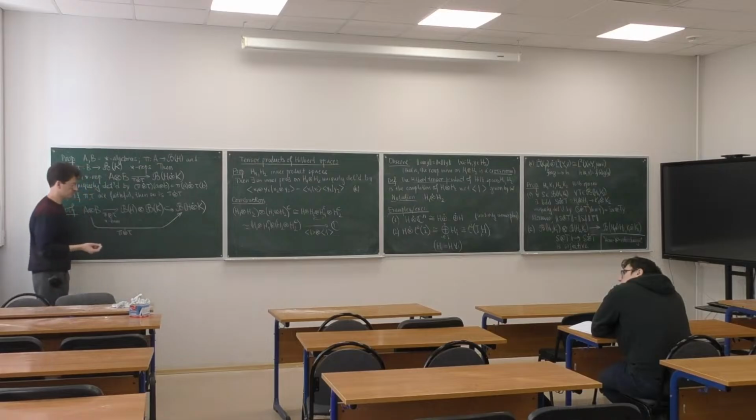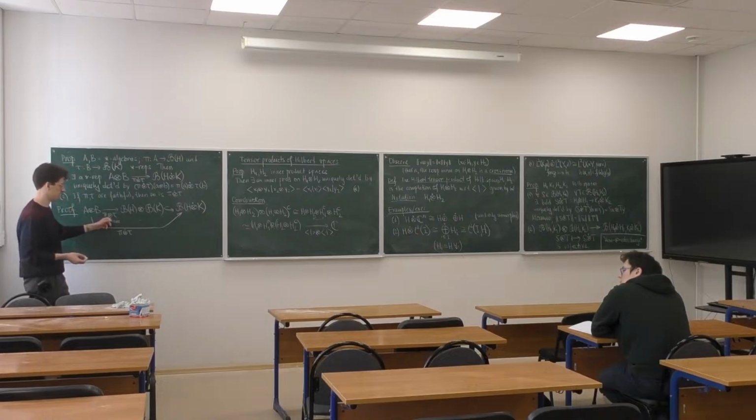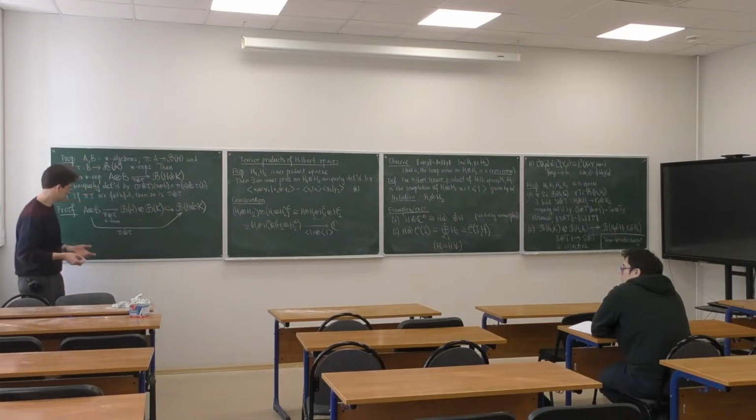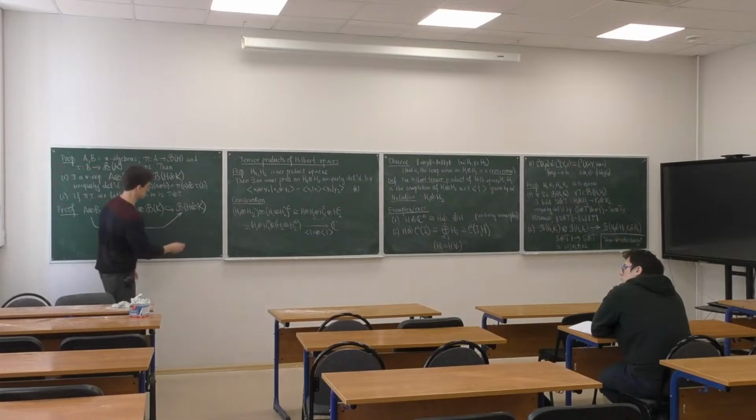And the same diagram shows that if π and τ are faithful, then so is this map, because in this case this one is injective, this one is injective, and this one is always injective by the previous proposition. So this is a faithful star representation.